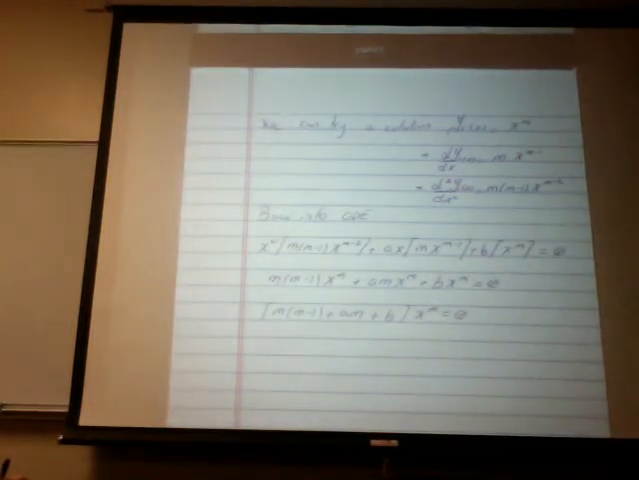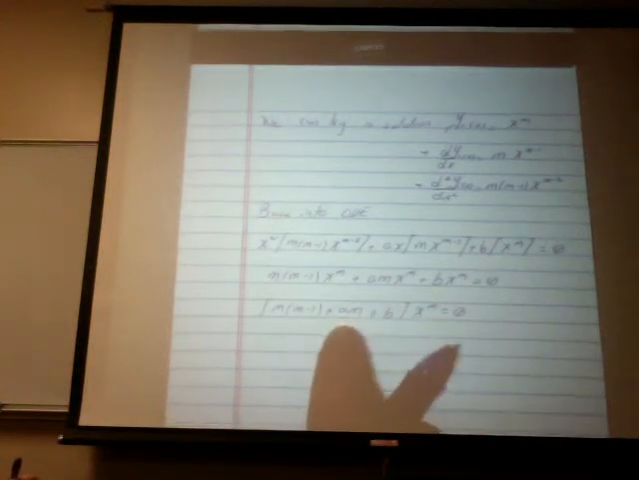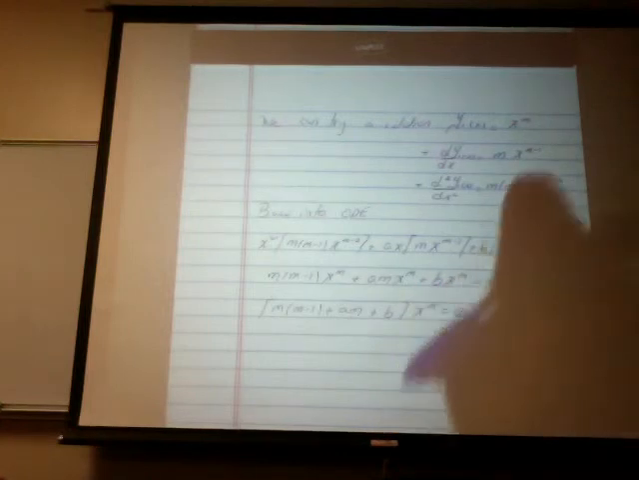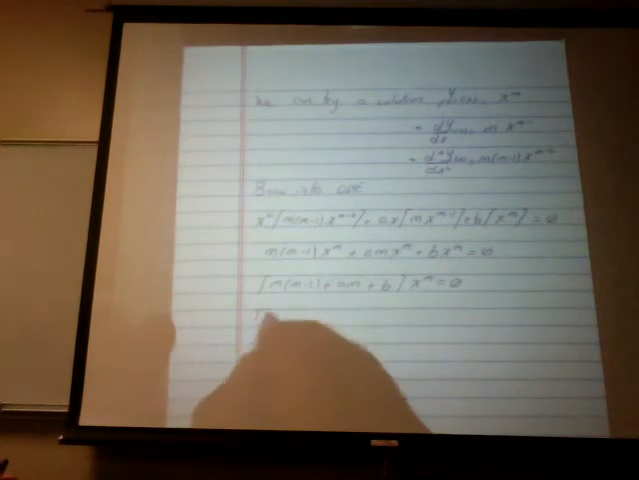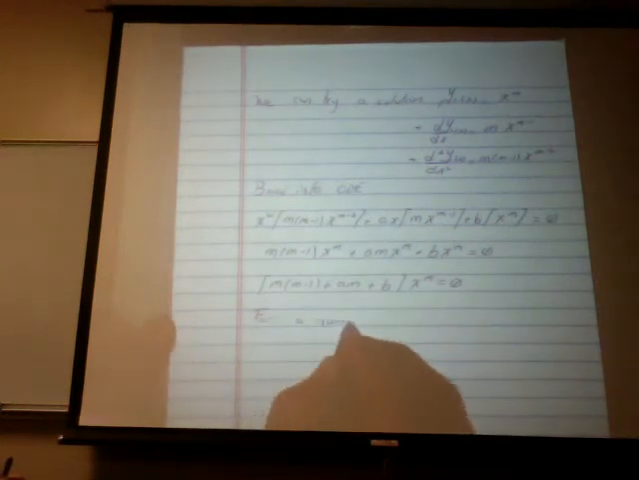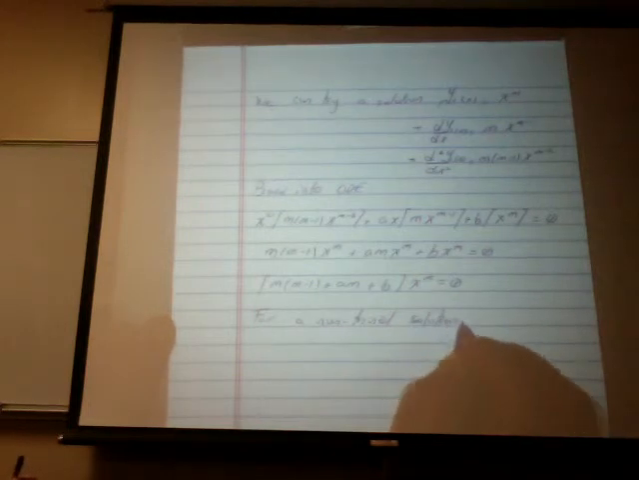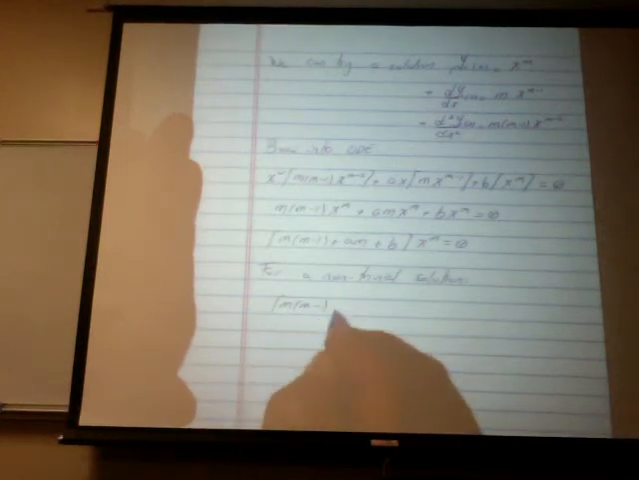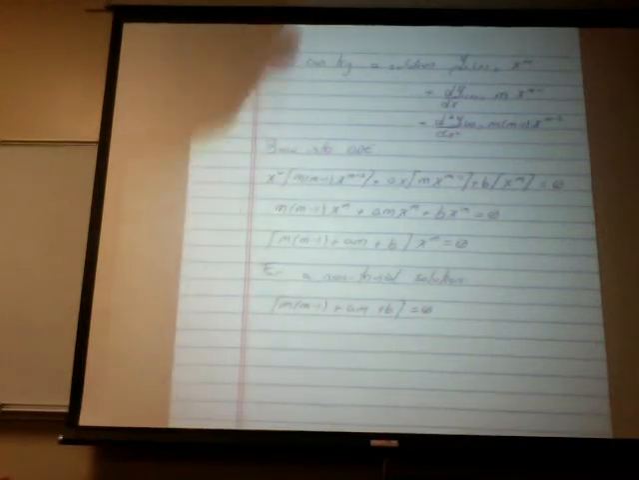And then the only way for this to be a non-trivial solution is if that is 0. So for this product to be 0, either what's in the brackets is 0 or x to the m is 0. But if x to the m is 0, then that will lead to a trivial solution. We don't want a trivial solution. So for a non-trivial solution, m times m minus 1 plus am plus b must be equal to 0.